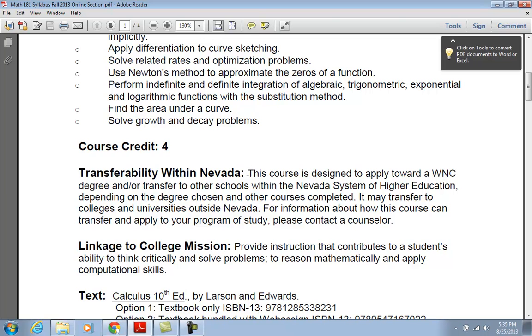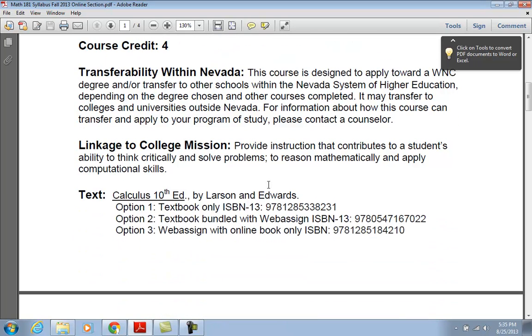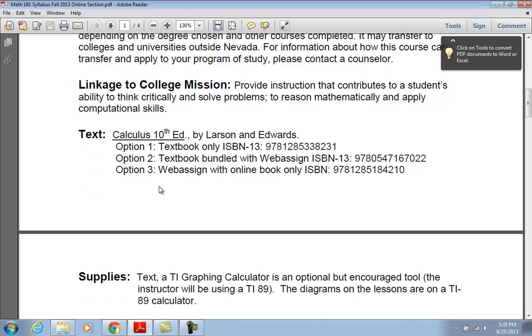Transferability within Nevada. This course is designed to apply toward a WNC degree and/or transfer to the other schools within the Nevada system of higher education, depending on the degree chosen and other courses completed. It may transfer to colleges and universities outside Nevada. For information about how this course can transfer and apply to your program of study, please contact a counselor. The linkage to the college mission: the course provides instruction that contributes to a student's ability to think critically and solve problems, to reason mathematically and apply computational skills.